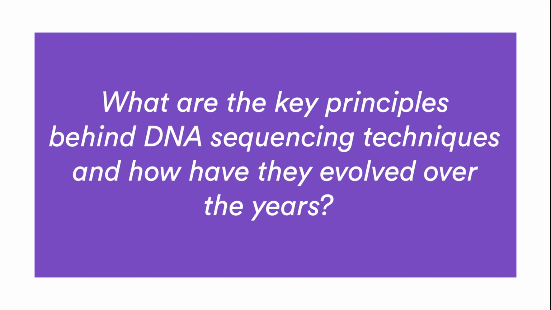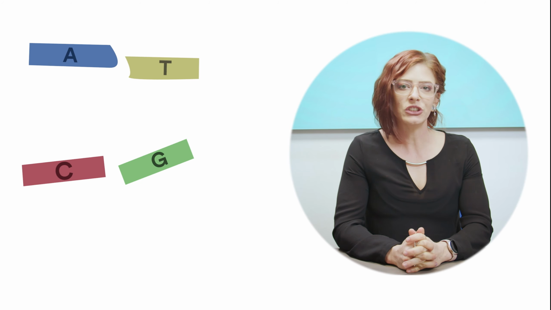So our next question is, what are the key principles behind DNA sequencing techniques, and how have they evolved over the years? So just as a reminder, DNA is a sequence of A's, T's, C's, and G's, but this sequence provides the genetic information for everything that allows a cell and organism to survive. Oftentimes, researchers want to know the very specific details of those A's, T's, C's, and G's that make up certain sequences so that they can understand what genes or specific sequences are being expressed by a cell.